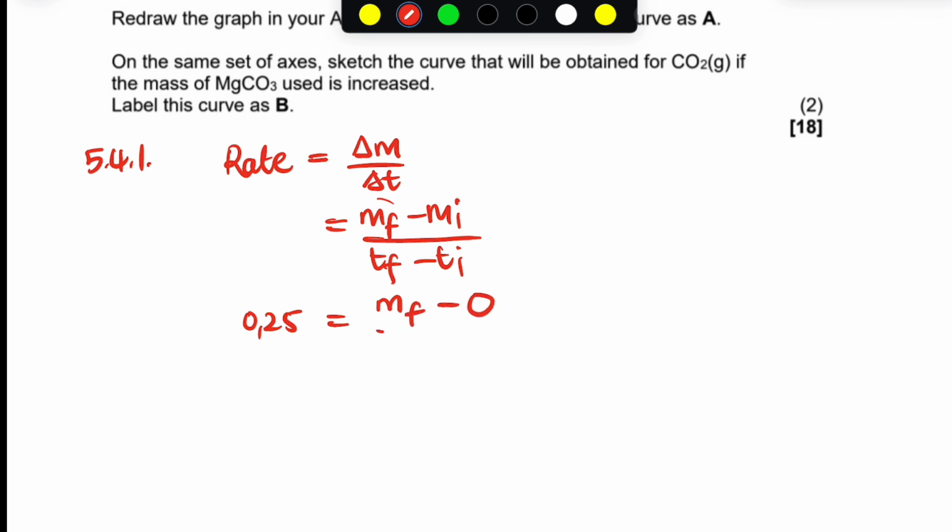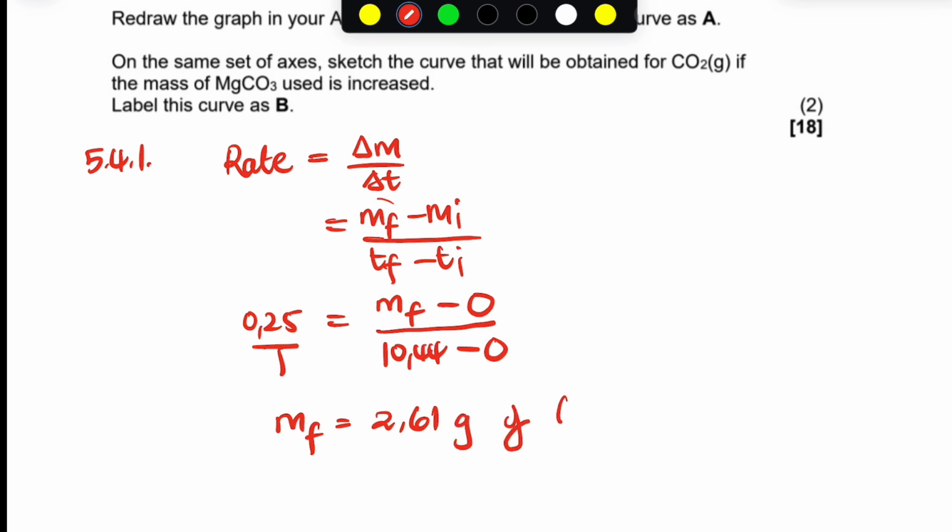So it's going to be 0, the initial mass, and the T final, it's that 10.44 minutes minus 0. And then we'll cross multiply it there. So the mass final, the answer there, if you say 0.25 times 10.44, we're going to get the 2.61 gram, which is the mass of carbon dioxide, right? This is going to help us. This is step number 1. Let's say this is step number 1. And then step number 2, what are we going to do now?